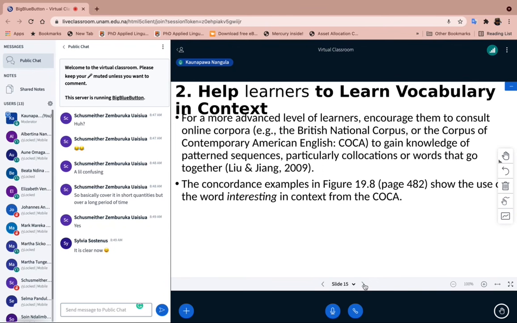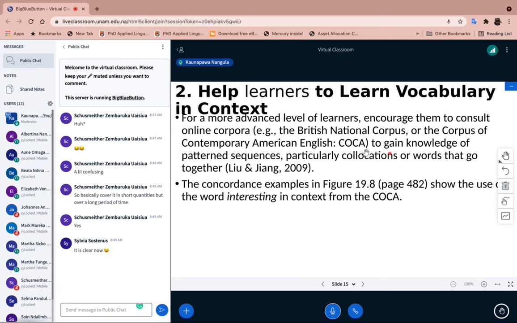And then for the learners who are more advanced, you can encourage them to consult the online corpora. We have got the British one that we have seen. Was it the British or the American that we saw last time? So we have got the British National Corpus, and then the Corpus of Contemporary American English. It depends on which one you use. But for Namibia, I think most of us are taught in British English. But you can use either, all right?